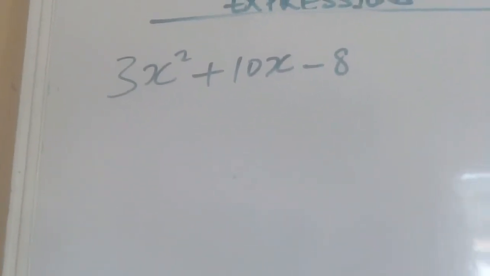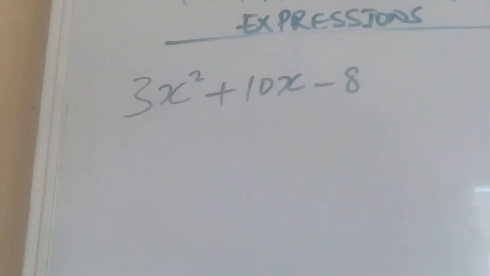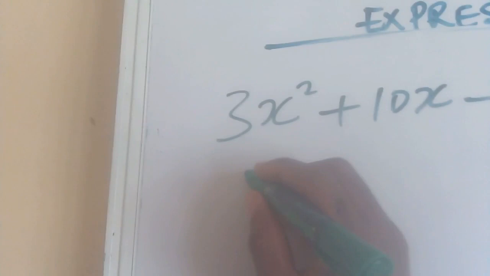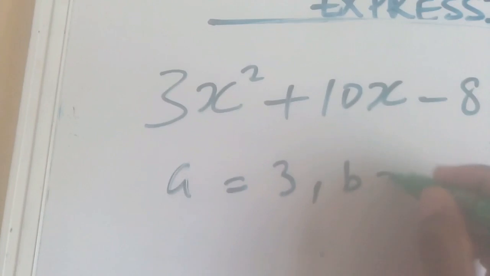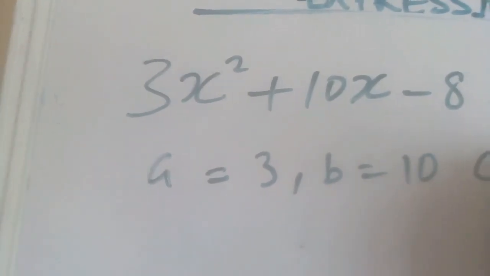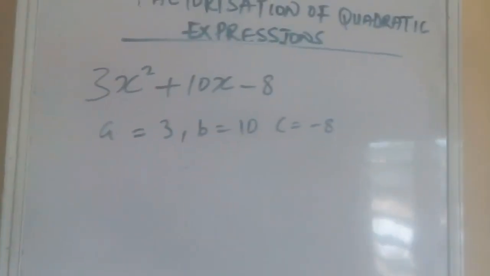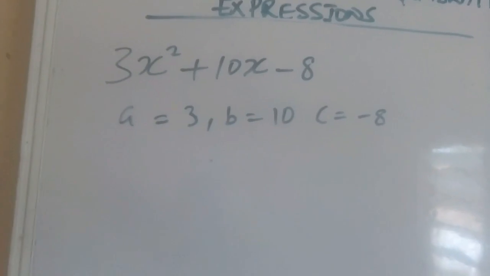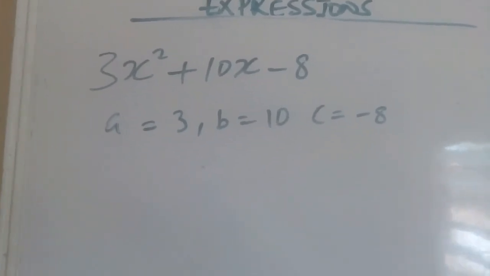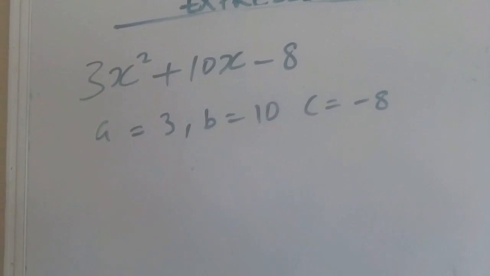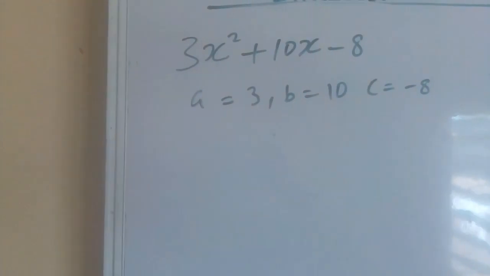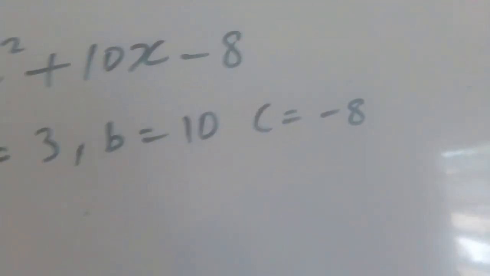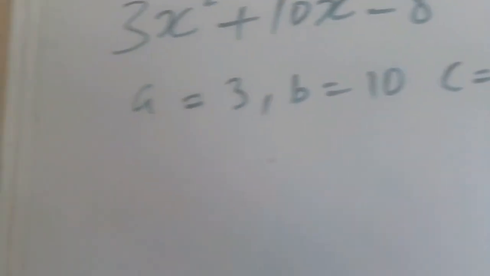Now 3x squared plus 10x minus 8. Similarly, our first term, the coefficient a, is 3. Then we have b to be 10 and we have c to be minus 8. So these are the numbers we've seen out of it. The coefficient of x squared is 3, the coefficient of x is 10, and the constant is minus 8. So we cannot use minus 8 and 10 like this, because our a is greater than 1.